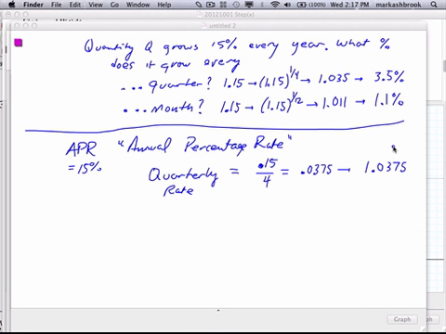So based on this quarterly rate, what is our annual growth factor? Sorry, this is the quarterly growth factor. What's the annual growth factor? How would we find it? Raise it to the 4th. And what do you get? 1.1586. So what's the percent increase per year? 15.86%. So what just happened?